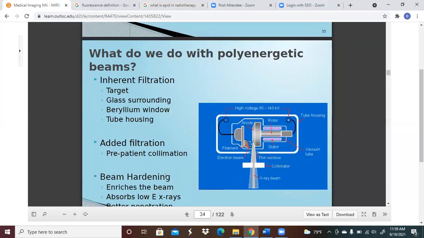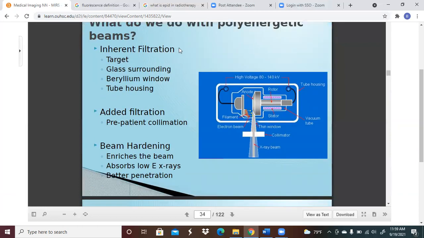So now we've got this polyenergetic beam. What in the heck do we do with it? We have the inherent filtration. So we've got the tube housing here. We've got the cathode over here. It's going over here, hitting the anode, the rotating anode, and then zoom, you got the X-rays coming out here. You've got a glass window, you've got a beryllium window, you've got the tube housing, and then you've got the target. You've got all of these things to try to focus where this radiation is going to come.